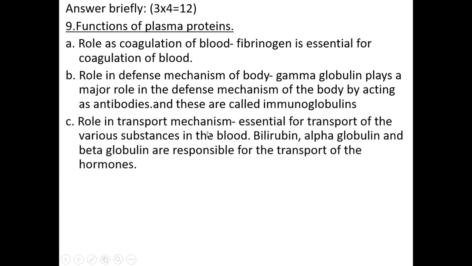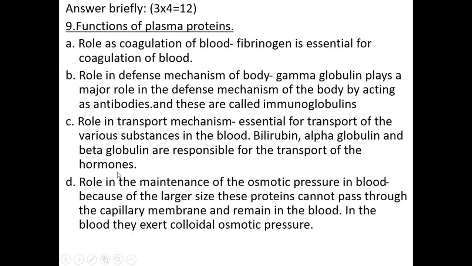Role in transport mechanism. Plasma proteins are essential for transport of various substances like bilirubin. Alpha globulin and beta globulin are responsible for transport of hormones. Role in the maintenance of osmotic pressure in the blood. Because of their larger size, these proteins cannot pass through the capillary membrane and remain in the blood. They exert colloid osmotic pressure.